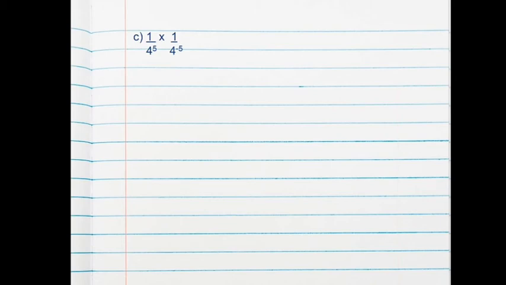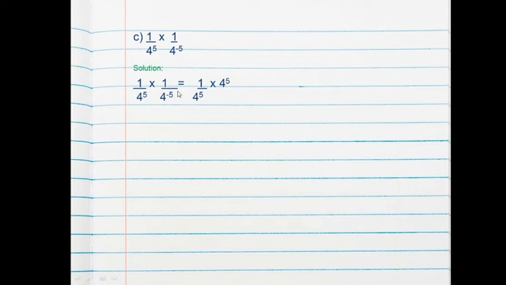It is given 1 by 4 raised to the power 5 into 1 by 4 raised to the power minus 5. So the solution is, now we can write this as 1 divided by 4 raised to the power 5 into 1 divided by 4 raised to the power minus 5 is equal to 1 divided by 4 raised to the power 5. So here we have written 1 by 4 raised to the power 5 as it is, and 1 by 4 raised to the power minus 5 we have written it as 4 raised to the power 5.